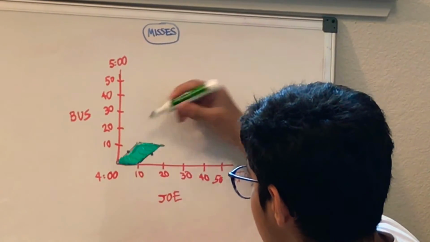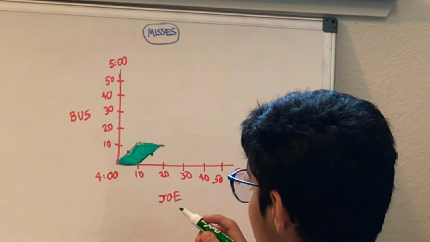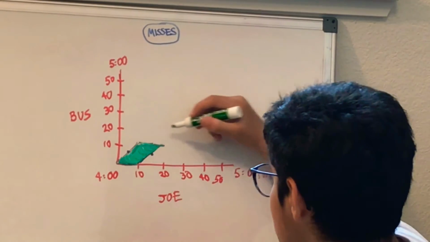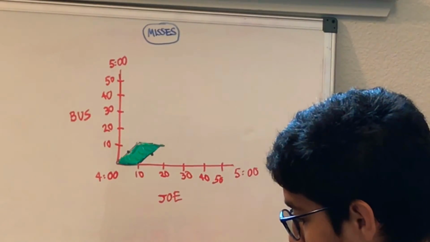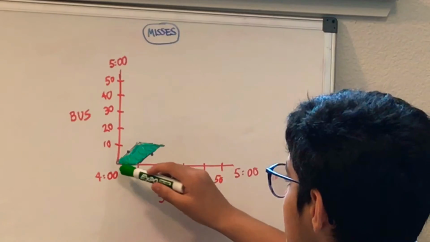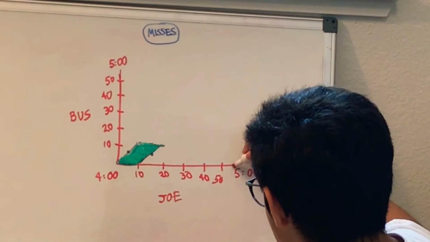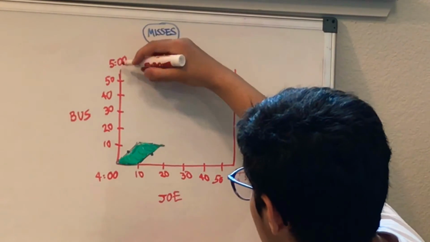Okay, let's keep on going. At 4:20, if the bus comes at 4:20, then Joe has to be there from 4:20 to 4:30 because that's when the bus is going to stay, and so on. I think you can see the pattern now. It looks like this. It's just a line that goes like that. So let's just finish this square so that it's a bit easier.